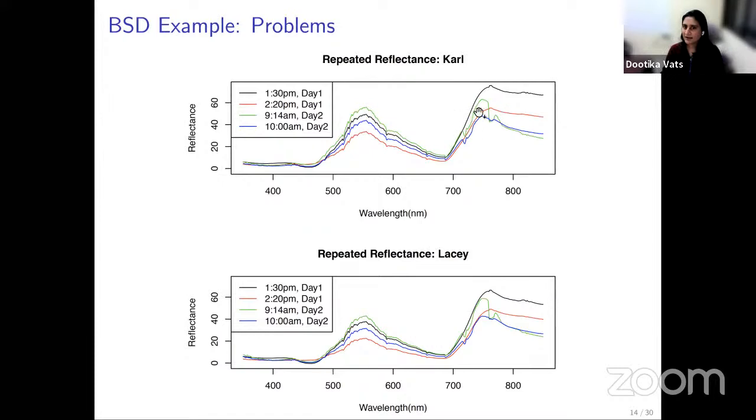And now you see the squiggly pattern that is happening in green for day two. Data collected on day two is also showing this for Lacy. So can somebody guess what is happening here? These are different varieties of barley, but the same green pattern is being observed here. The same squiggly up and down pattern. Any guesses? No?